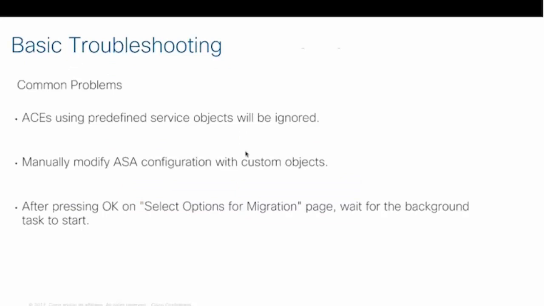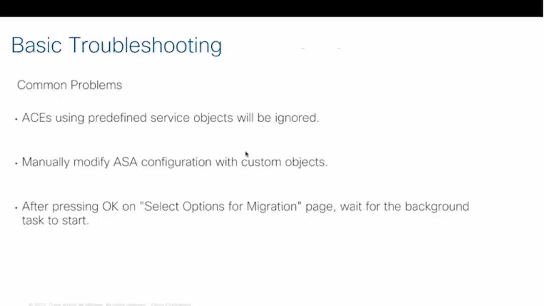If the configuration file contains any predefined service objects, then the migration tool will fail to convert them. In that case, we can manually edit or modify the ASA configuration file and replace those predefined service objects with custom ports.